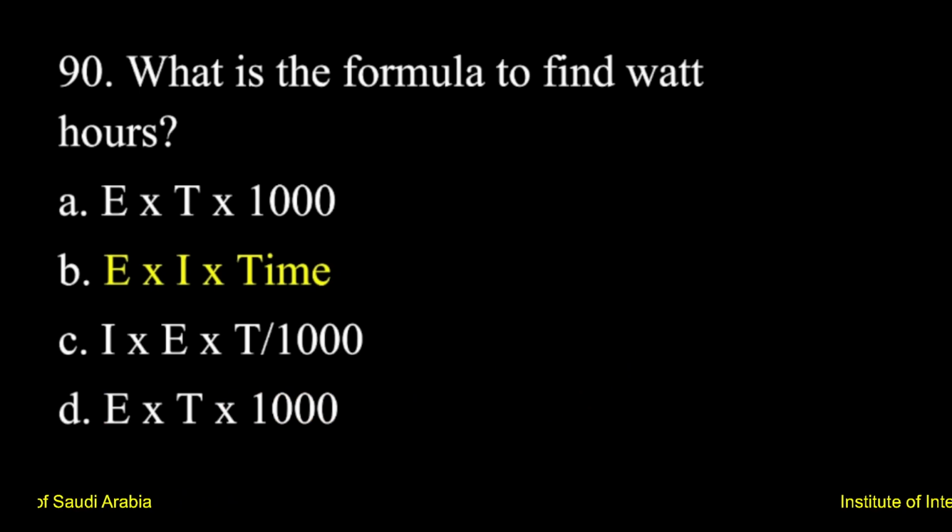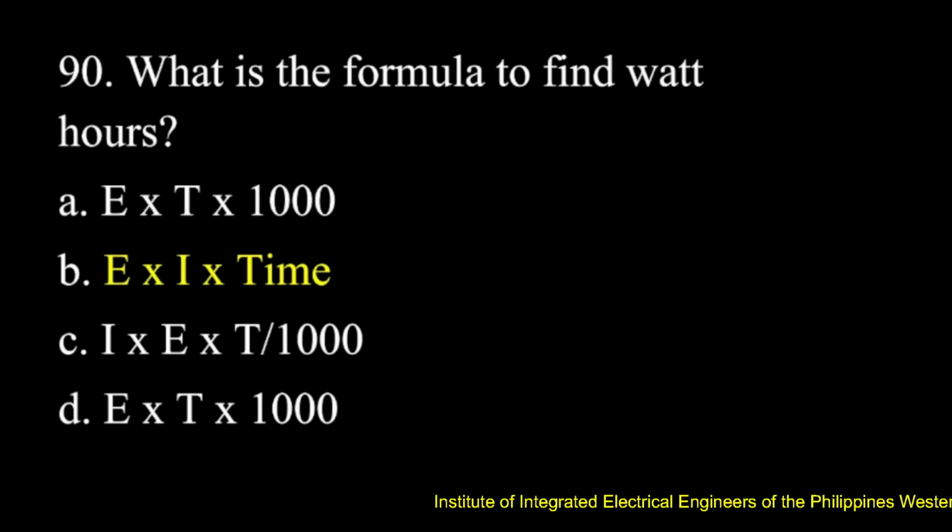What is the formula to find watt hours? A. E x T x 1000. B. E x I x time. C. I x E x T / 1000. D. E x T x 1000.